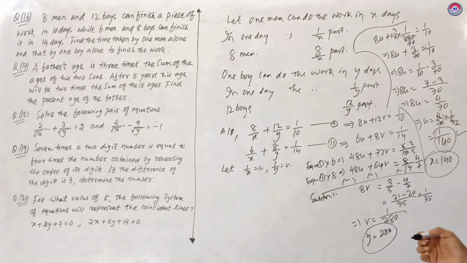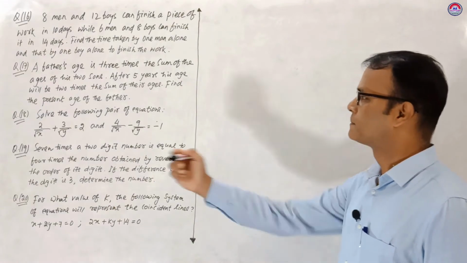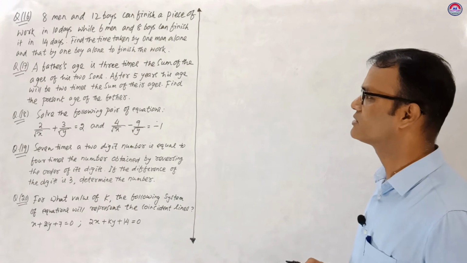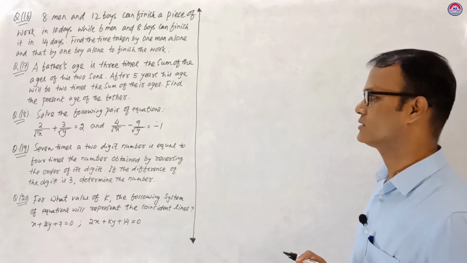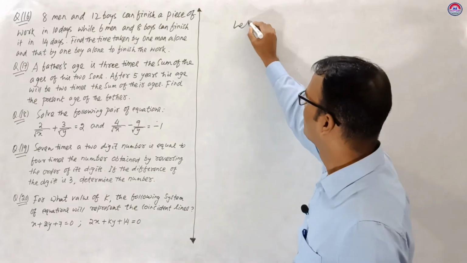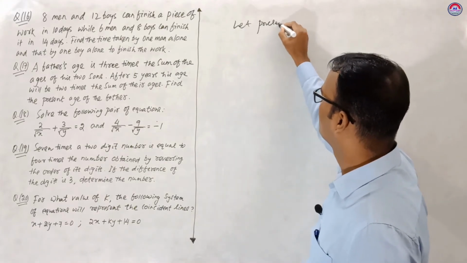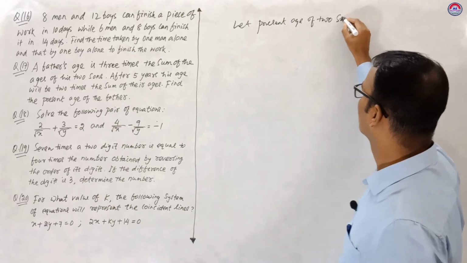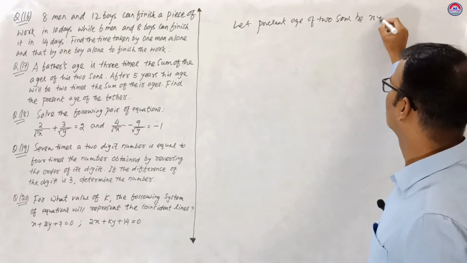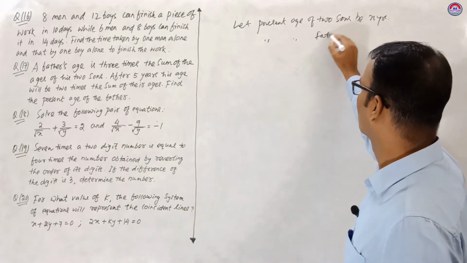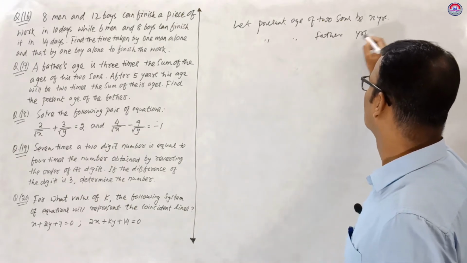Okay, write it down. Question number 17. A father says 3 times the sum of the ages of 2 sons. After 5 years, his age will be 2 times the sum of their ages. Find the present age of the father. Let the present age of the 2 sons be x years, and the present age of the father be y years.